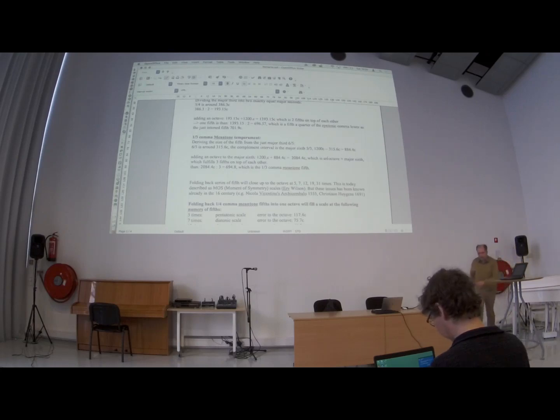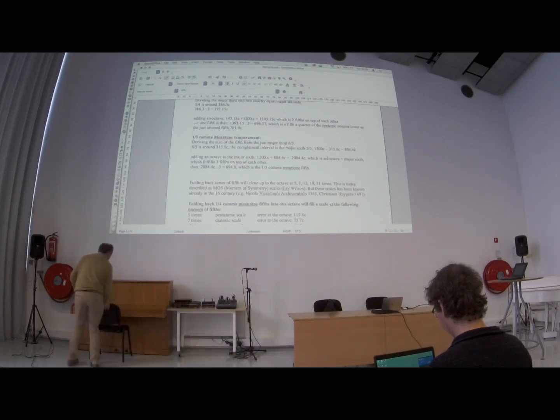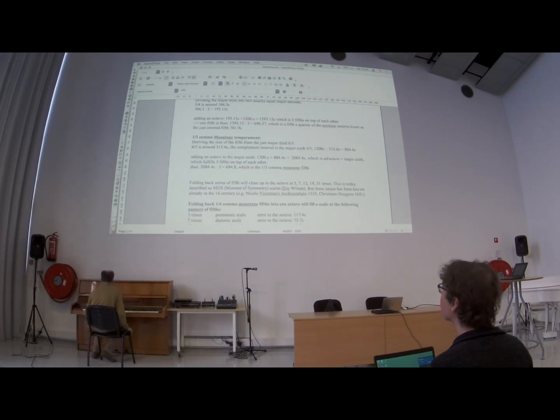So, as we all know from elementary music theory, we have the circle of fifths, and we have 12 steps and we come around. Of course, it works really well in 12 equal temperament, but in other tuning systems it doesn't work like this.